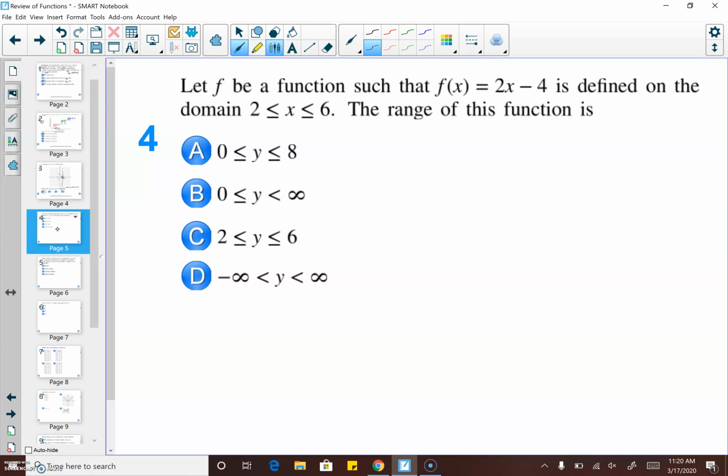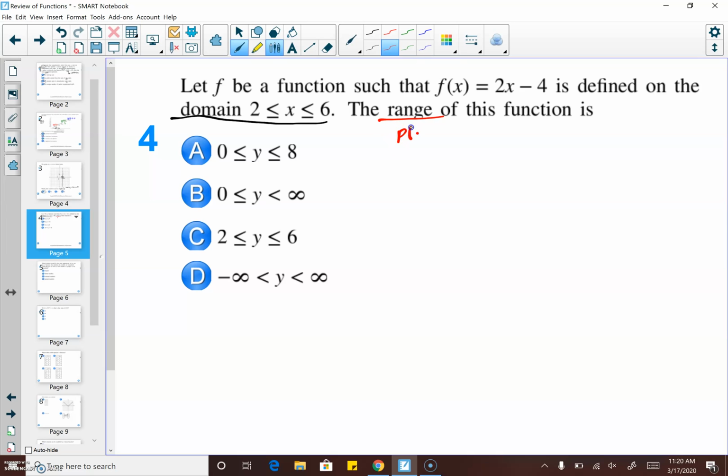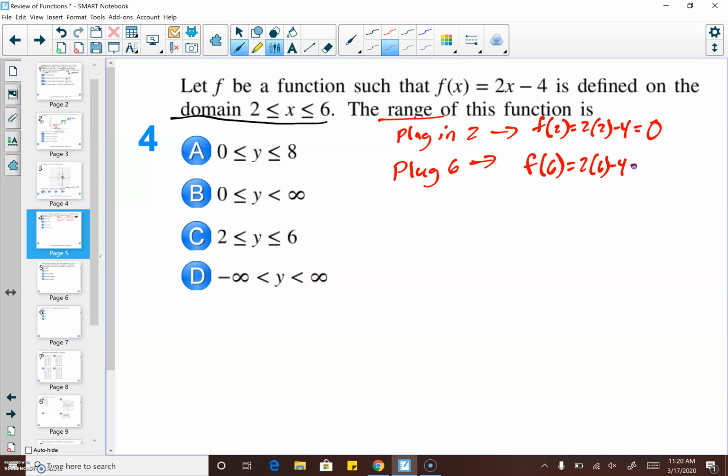Let f be a function such that f of x equals 2x minus 4 is defined by the domain. So remember, domain is your inputs. So if we want to find the range, that means we're going to plug in a 2, see what we get, and then we'll plug in 6 and see what we get. So if we plug in a 2, right, f of 2 equals 2 times 2 minus 4. Well, 2 times 2 is 4, minus 4 is 0. And then f of 6 is 2 times 6 minus 4. 2 times 6 is 12, minus 4 is 8.